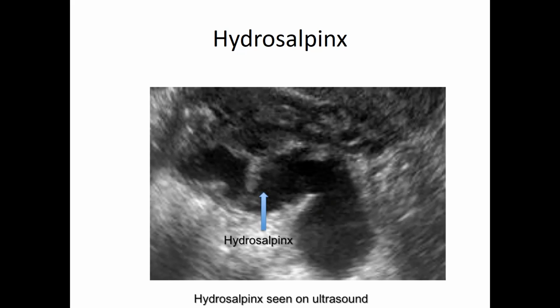Okay, so here we are again, hydrosalpinx. So this is fluid within the fallopian tube. We also get what's called pyosalpinx, where you can get pus in the fallopian tubes. And we'll talk about that next quarter. It's kind of a part of it when you get a uterine infection.